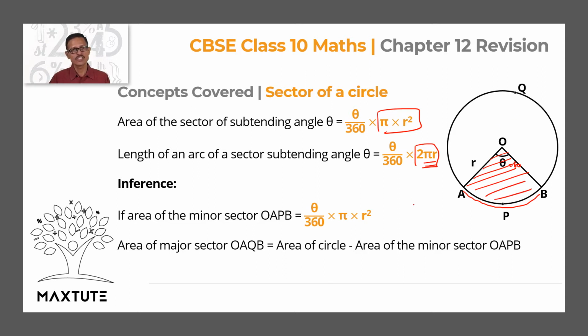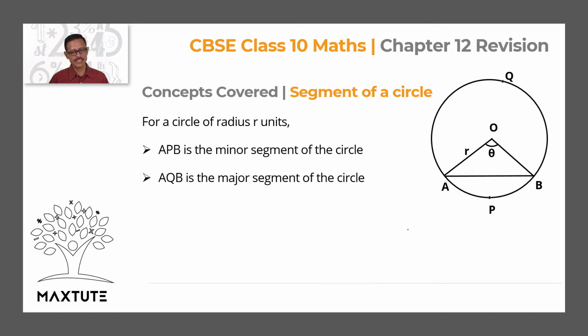The area of the balance, which is a major sector, is nothing but area of the circle minus area of the minor sector. So they're asking you to compute the area of this part. Compute the area of the minor sector first. Find the area of the circle. Subtract the area of the minor sector from the area of the circle to find the area of the major sector. Right? So let's move on to the next concept, which is about segment.